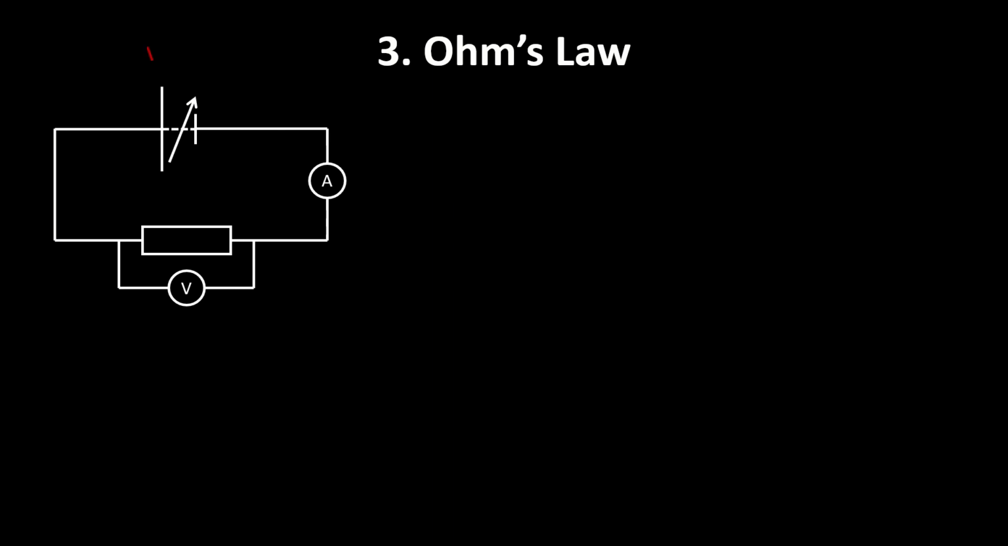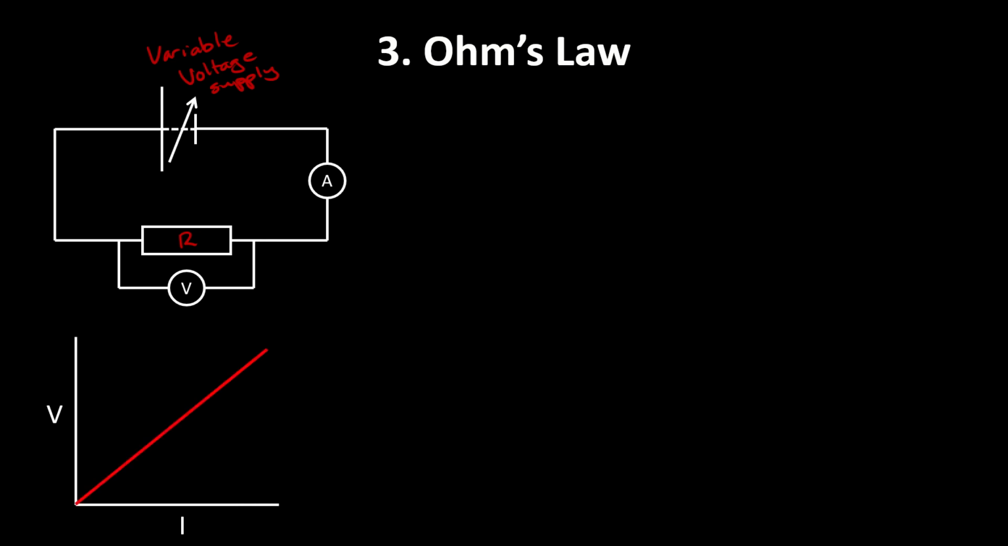So we've got a variable voltage supply, and we connect it to a resistor, we'll call that R, and we measure the current and the voltage, okay? And if you were to plot voltage against current, voltage on the y-axis, current on the x-axis, you would get a plot that looks like this, okay?